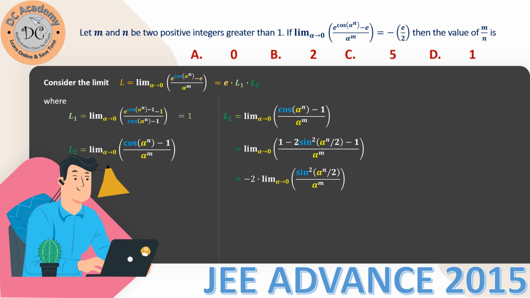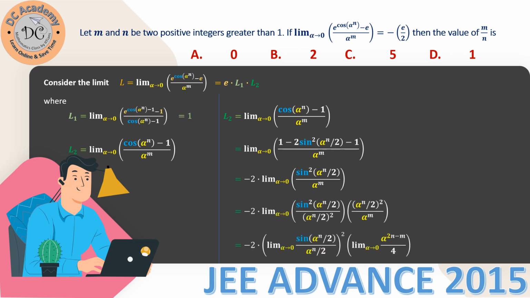So let's write down that calculation as well. So here we divide it. Now here notice that, we rewrite that form as limit alpha tends to 0 of alpha n by 2 and alpha n by 2 whole square, and limit alpha tends to 0 of 2n minus m divided by 4. That's it. Let's apply the standard limit now.